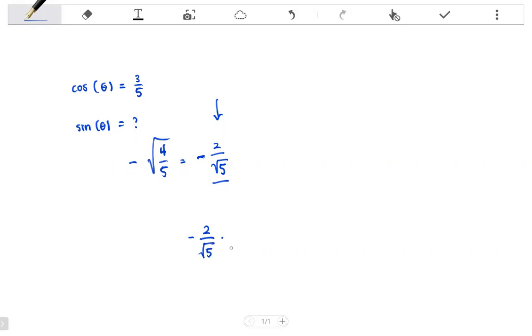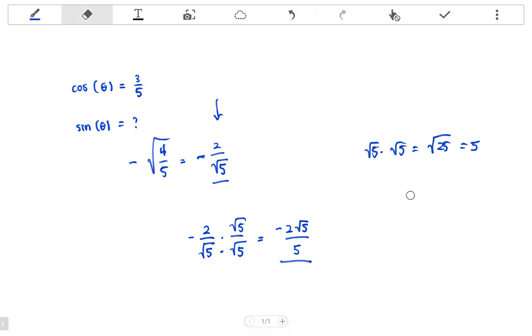Well, if we multiply the radical by the same radical, this is essentially 1, right? Something over something equal to itself is the same as 1 over 1, so we're not really changing the fraction. Let's multiply that out. Negative 2 times square root of 5, and square root of 5 times square root of 5 is just going to be 5, because that's the same as square root of 25, which simplifies to 5. So we can rewrite it as negative 2 square root of 5 over 5.